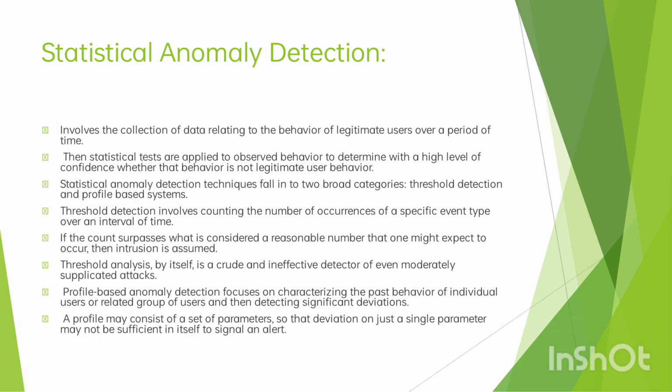The statistical anomaly detection involves the collection of data relating to the behavior of legitimate users over a period of time. Then statistical tests are applied to observed behavior to determine with a high level of confidence whether that behavior is not legitimate user behavior.